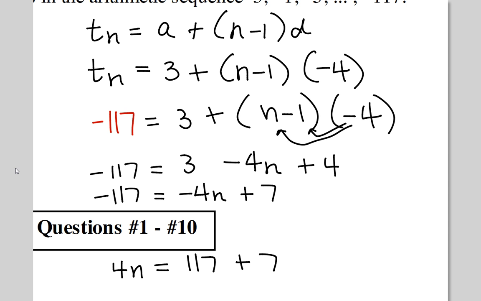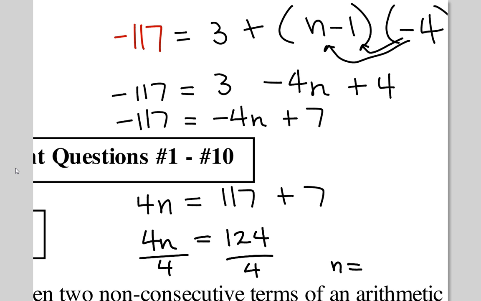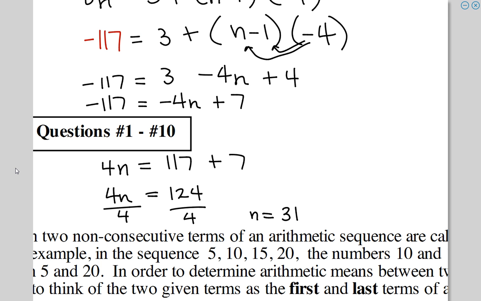Okay, notice the 7. Did the 7 change signs? Why didn't 7 change signs? Good, it did not switch sides. These other terms, they swap sides. You just alternate the sign. Okay, now we can solve it finally. 117 and 7 makes 124. That looks divisible by 4. Is it 31? Okay, so that means it's 31 terms.